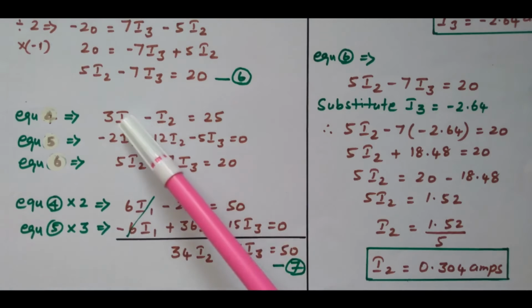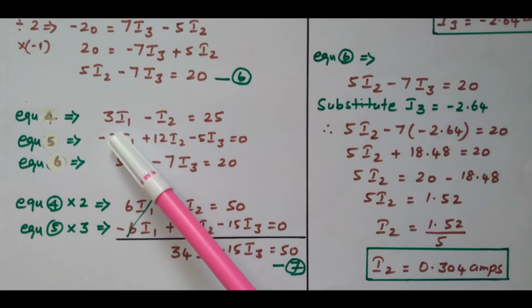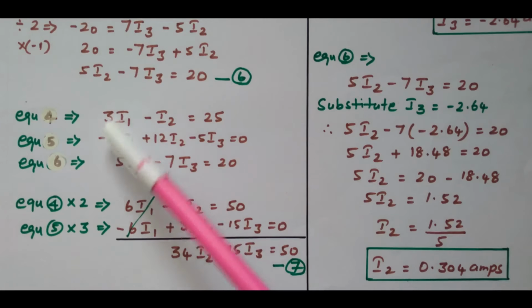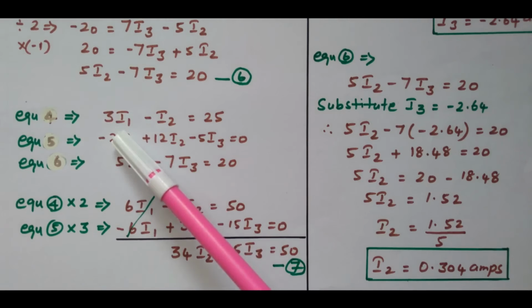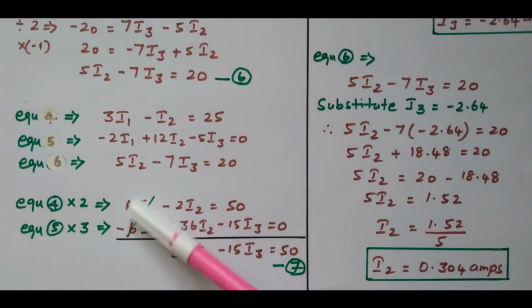In order to cancel the term I1, here the coefficient 3 is available, here coefficient 2 is available. So oppositely it is multiplied. This is multiplied by 2, this equation multiplied by 3, so that we are getting the same coefficient. Now one is plus and one is minus. So by simply adding these two equations, we can easily cancel this term. No need to go for subtraction because one is positive, one is negative. By simply adding, this term automatically got cancelled.